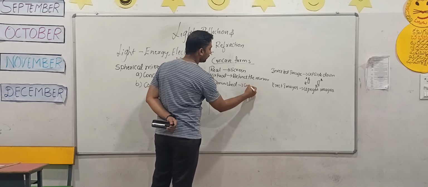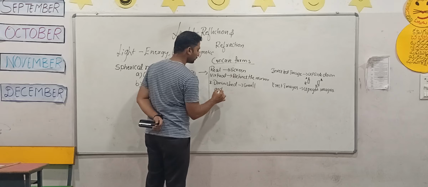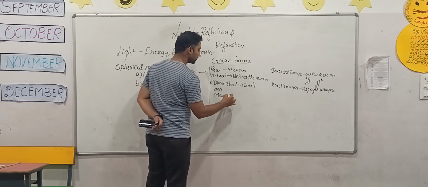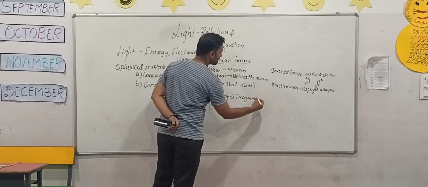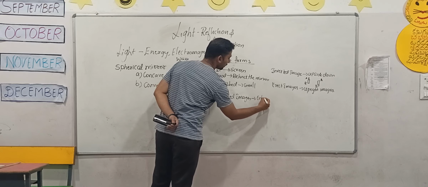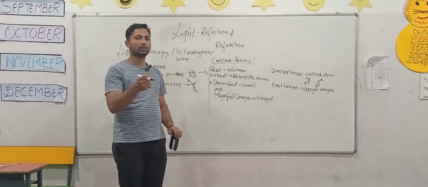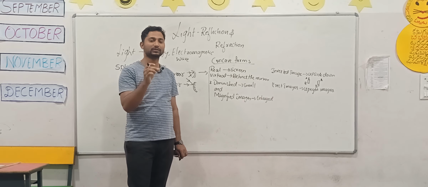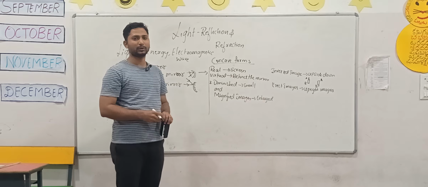Diminished means small or very small, and it also forms magnified images, which means enlarged, bigger images. So you know about a magnifying lens. That magnifying lens will magnify the images if you want to read small letters. It zooms the images and gives big images, which we can easily read.